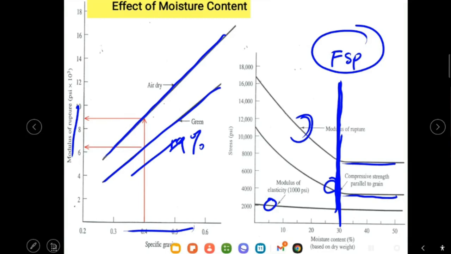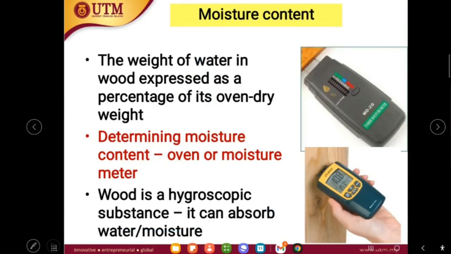At this moment, what you need to remember is only that with the increase of the moisture content, the properties of the wood will decrease, no matter whether it is modulus of rupture, compressive strength, or the modulus of elasticity. The moisture content is the weight of the water in wood, expressed as a percentage of its oven dry weight. So we compare the wood with the oven dry weight, which is the solid weight of the wood.